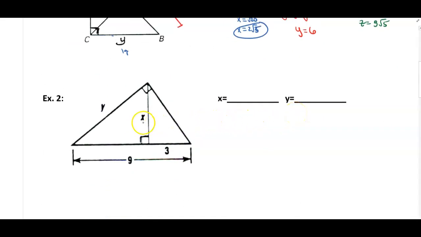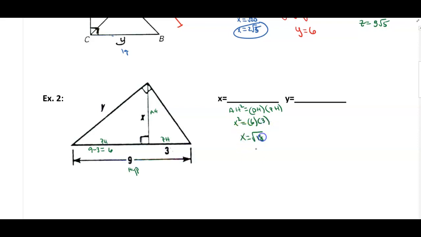Now the next one, right? Here's the thing. This is the altitude. This is a piece of hypotenuse. This is a piece of hypotenuse. To find x, right now I only have one piece of hypotenuse. But if they give me the entire hypotenuse, I can use that and this piece of hypotenuse to find the other piece. This piece is going to be 9 minus 3, which is 6. Now, since x is the altitude, I can say altitude squared equals piece of hypotenuse times piece of hypotenuse. So x squared equals 6 times 3.